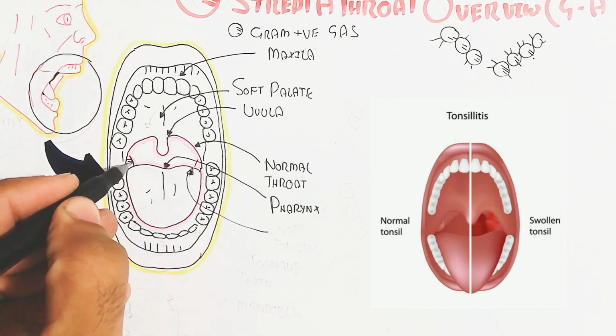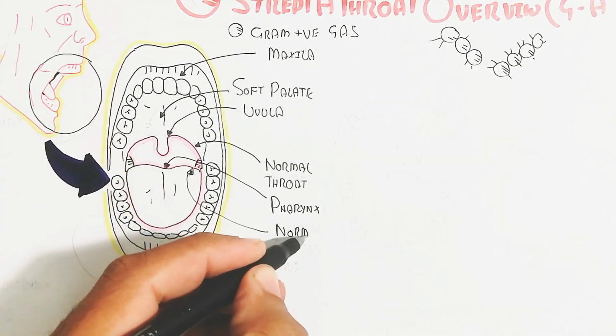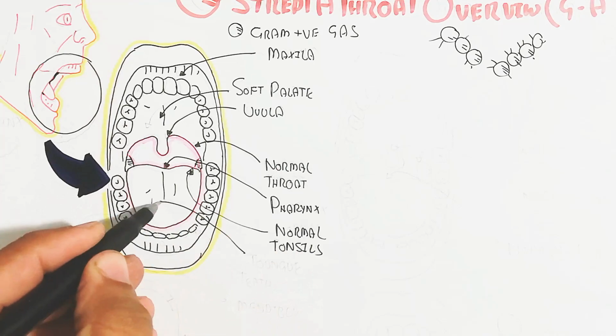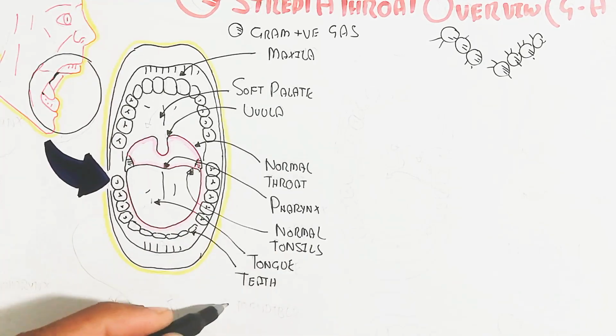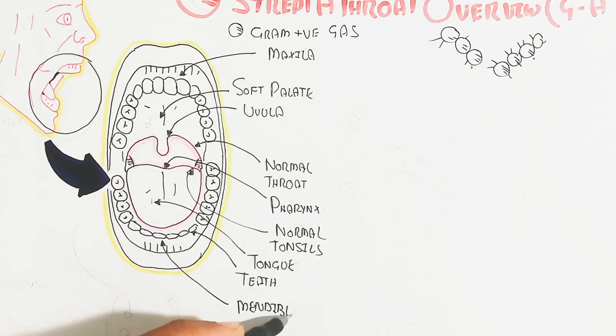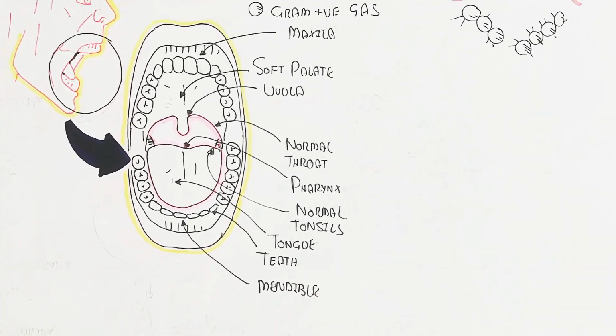Here you can see a normal and an abnormal swollen tonsil. This is the pharynx and the normal tonsil, and this is the tongue and teeth, and this is the mandible. Remember, this is the oral cavity.